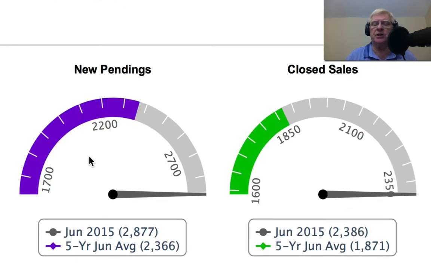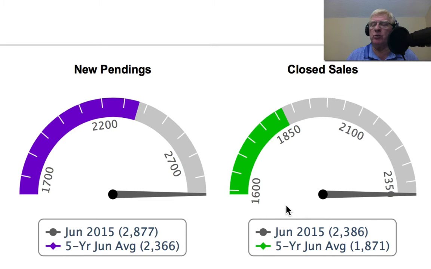Now let's look at the demand side. We see over here new pendings. The 5-year average is 2,366, which would be somewhere in this lavender purplish color here. But we had 2,877 new pendings, which throws the needle all the way to the right. Now, if we look at June, the number of new pendings versus new listings, we have 2,877 new pending contracts, which is more than the 2,720 new listings.